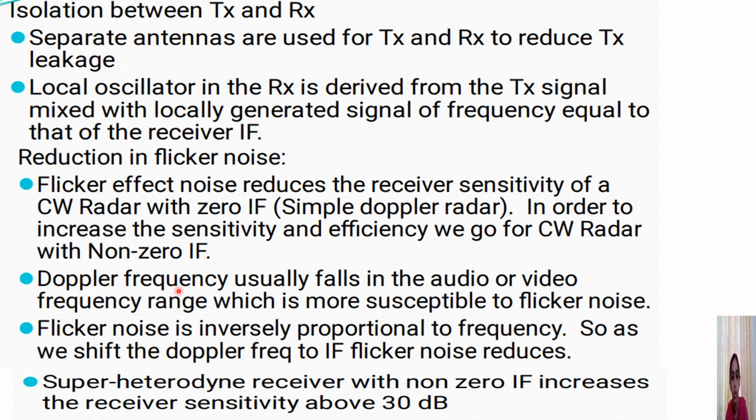Doppler frequency, you have to remember, usually falls in the audio frequency range. That is why I told you that in the indicating device we can use either a frequency meter or an earphone. Such Doppler frequency is always subjected to flicker noise, not to thermal noise, shot noise, etc. So reducing the flicker noise is important. This flicker noise will be reduced if you choose a proper superheterodyne receiver with a non-zero IF, so that our receiver sensitivity will increase.